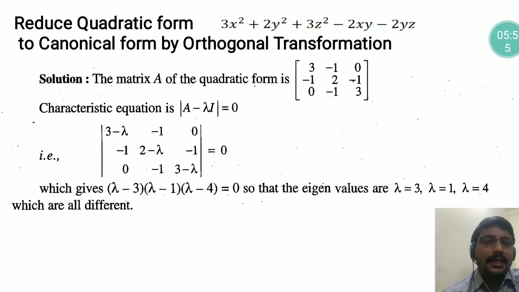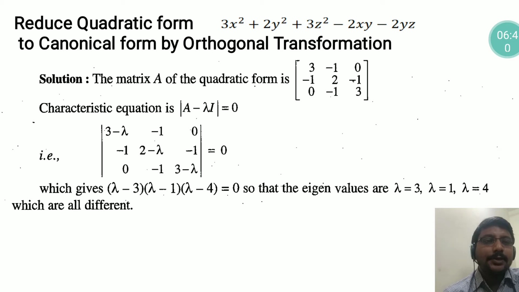Now we have to find the eigenvalues. In the second step we have to compute eigenvalues. For this we require the characteristic equation. The characteristic equation is the determinant of A minus lambda I equal to 0. Taking the determinant of the given matrix A, which is obtained by just subtracting lambda from the principal diagonal elements of A, that is A minus lambda I, can be obtained. Now this determinant is equated to 0, and then simplifying the determinant we get lambda minus 3 into lambda minus 1 into lambda minus 4 equal to 0.